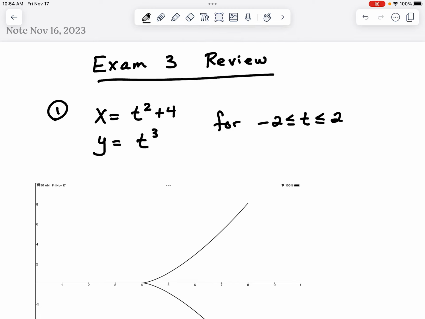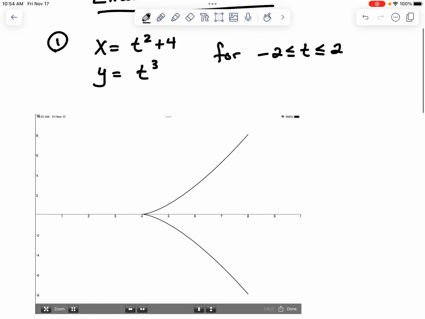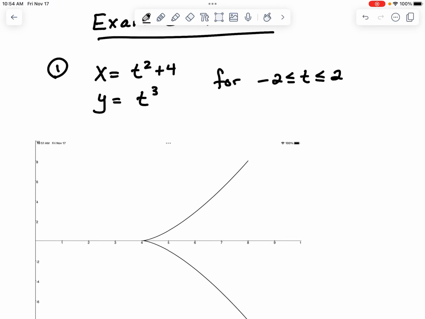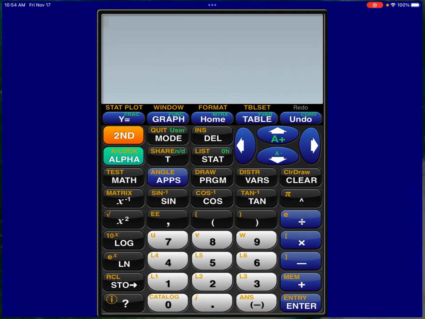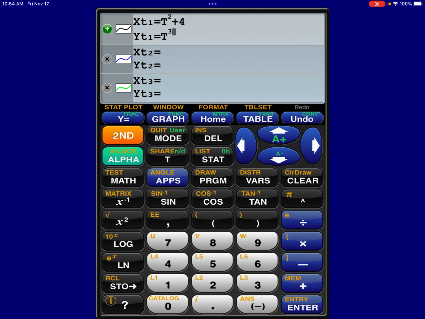x equals t squared plus 4. The y is t cubed, and that is for t between -2 and 2. As you can see, I already imported a picture of it, but just to show you where I got that real quick, take a look at the graphing calculator, make sure it's in parametric form. There's my x part and the y part.